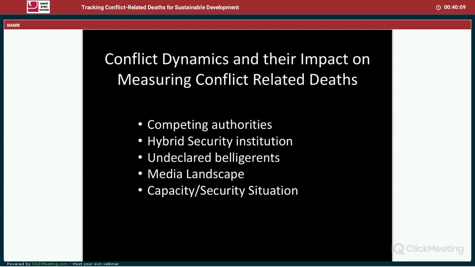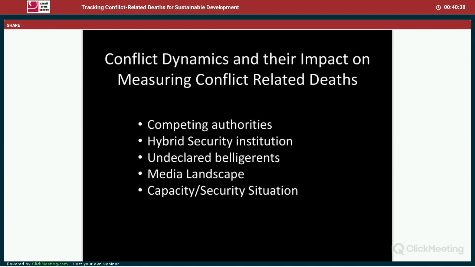Undeclared belligerents, that's a more unique aspect of the Libyan conflict. Basically, since the middle of 2014, there have been airstrikes by the US, but also by other parties who haven't declared themselves. One of the recorders who was interviewed said that was really a challenge, because you can't identify where the weapons are coming from or who they were targeting.